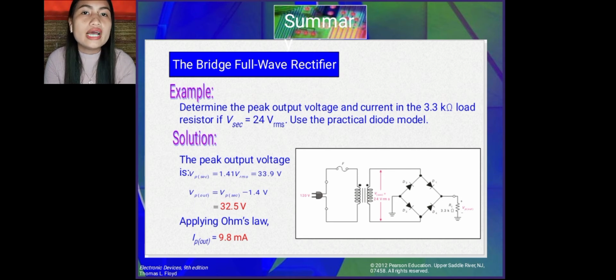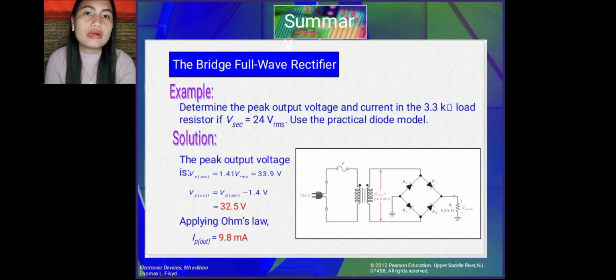So, 2 diodes are always in series with the load resistor. So, during both the positive and negative half cycle, if these diode drops are taken into account, so yung output voltage natin is magiging V sub P out is equal to V sub P secondary minus 1.4 V. Dito natin kinuha yung equation natin para sa peak voltage.